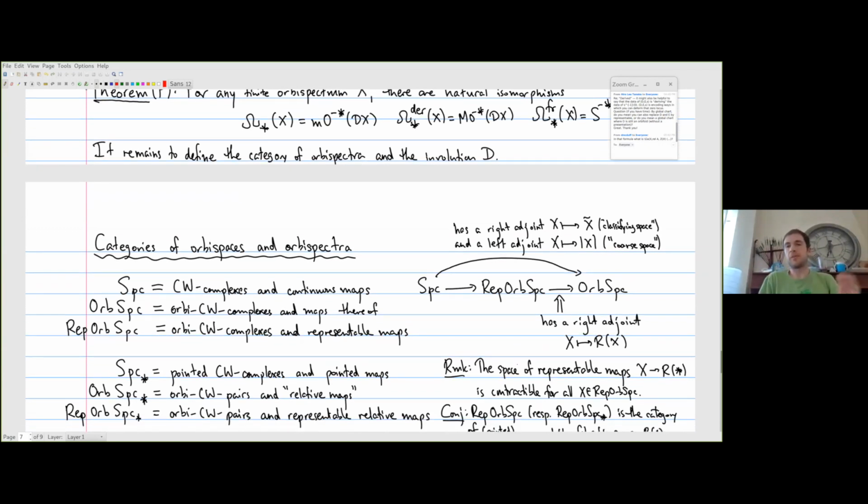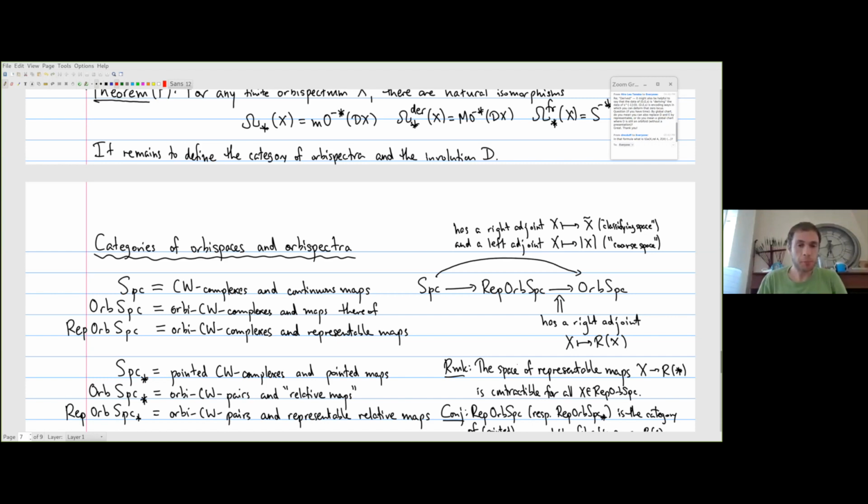In order to do spectra, we need to first go to pointed spaces, pointed CW complexes, and pointed maps. This is a familiar category. Now, I mentioned at the very beginning, if you have an Orbi-CW pair, it's usually not possible to quotient by the second element of that pair. If you have a pair X comma A, you can't just form X modulo A and say, well, I have an Orbi-CW complex. Usually that doesn't make sense.